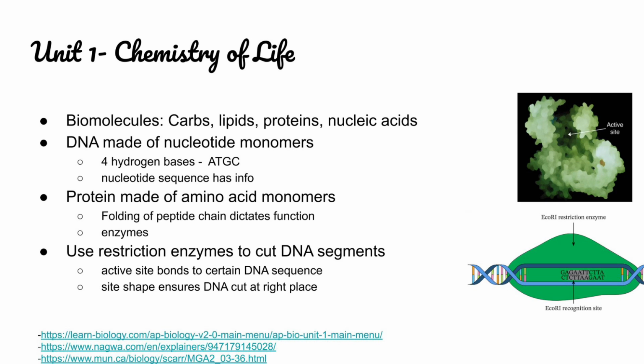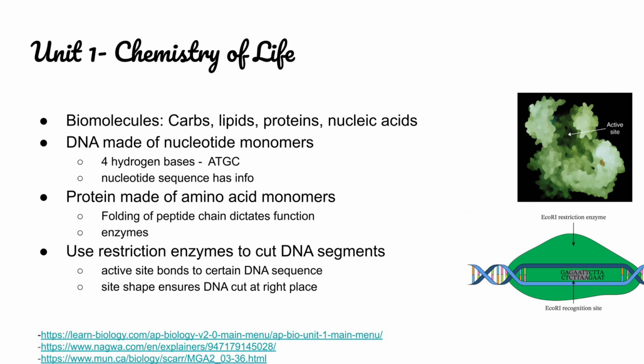Another macromolecule we can look at is protein, which is a polymer made of amino acid monomers. The folding of that amino acid monomer chain, called a polypeptide chain, is the structure which dictates its function. So, for example, an enzyme has a very specific structure that allows it to do its certain function.